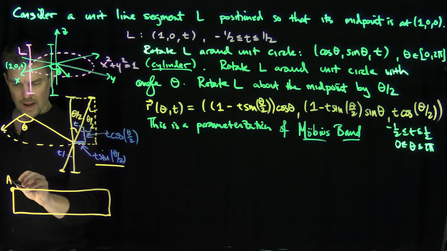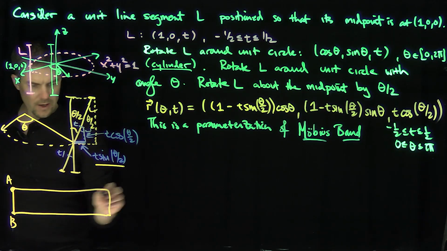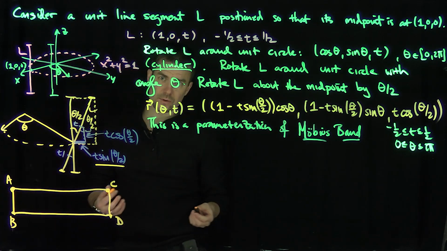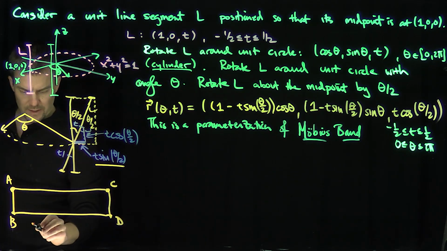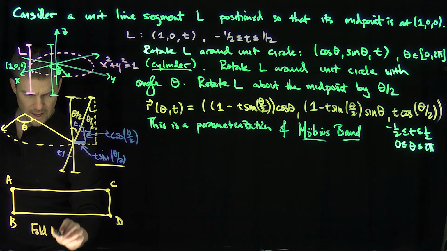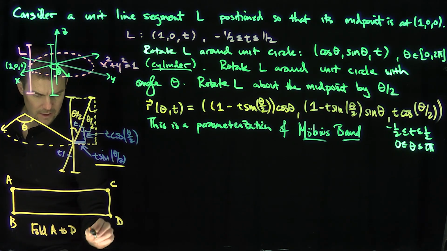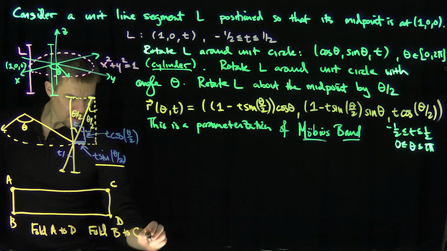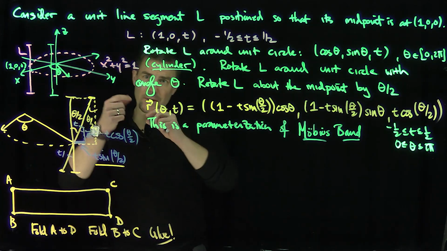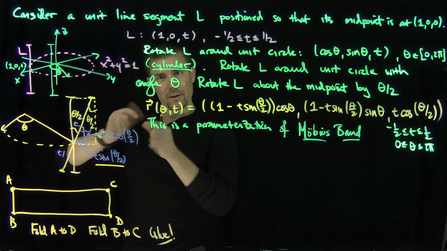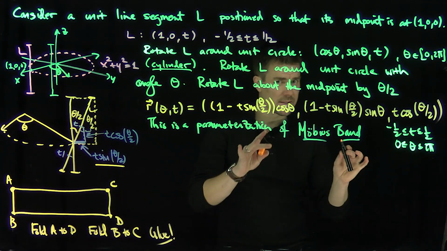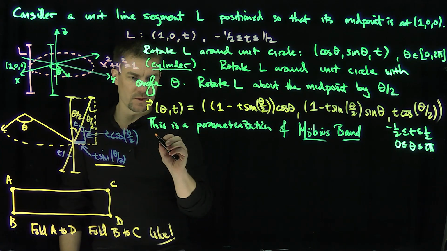If this is my point A, and this is my point B, and this is my point C and my point D, to construct a Mobius strip, what you do is you fold A onto D, and fold B to C, and glue. And so what you're going to get is you're going to basically induce a half turn on this rectangular sheet of paper. And the cool thing about this is that this Mobius band is an example of something that's not orientable, right? So this is not an orientable surface.